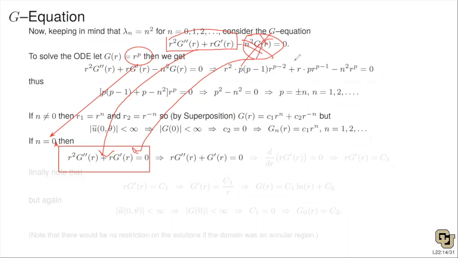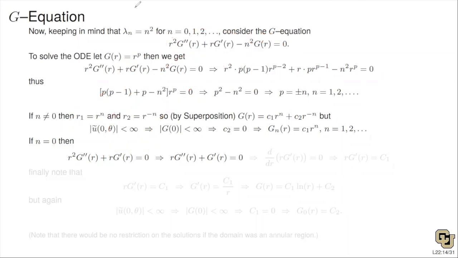Evan? So n equal to 0 wasn't an eigenvalue for the theta problem for f. So why are we considering it in this case? I'm not sure. I'm going to have to double check that. Maybe there's a typo here?